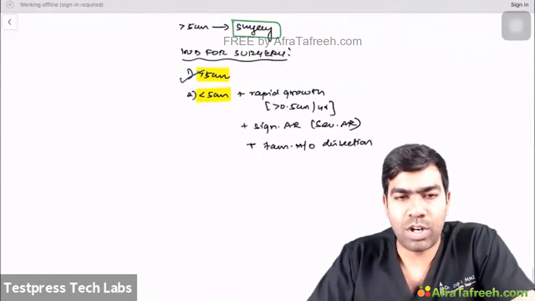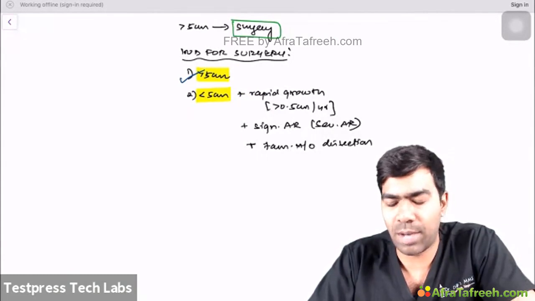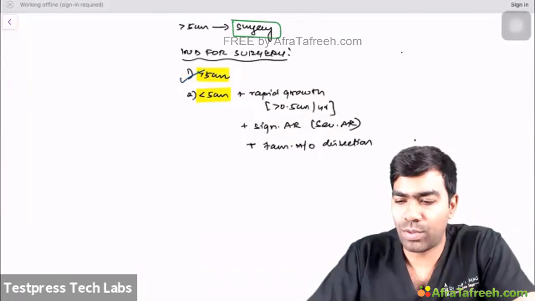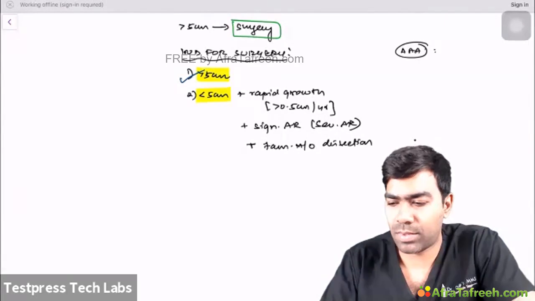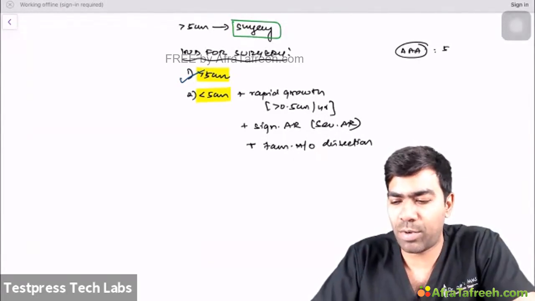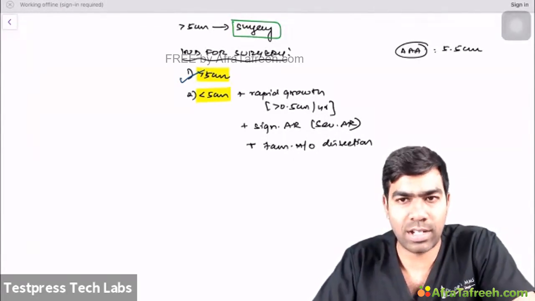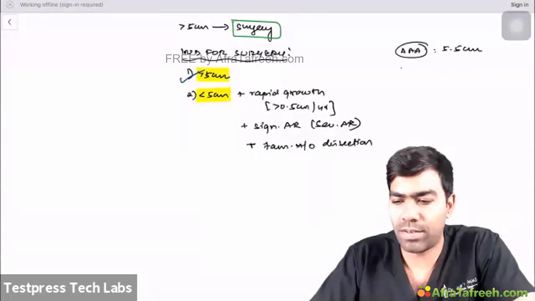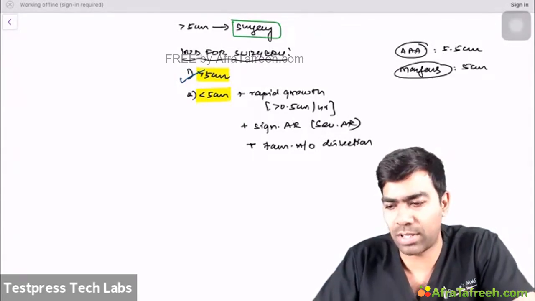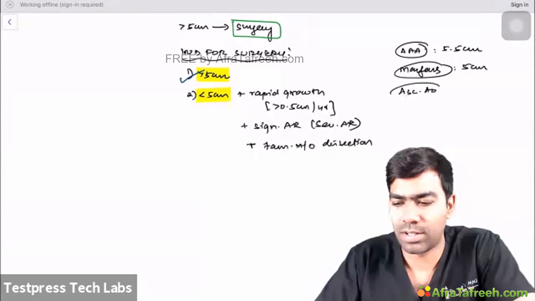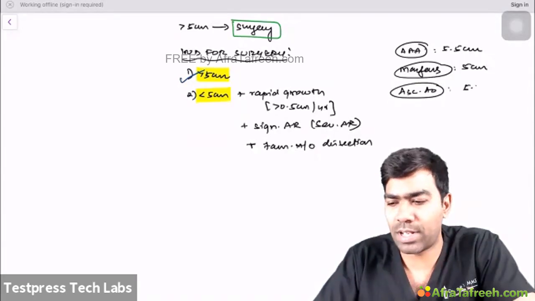Suppose you want to know the indication for surgery for ascending aortic dilatations, I mean, what the indications for surgery are for different conditions. Already I told you for abdominal aortic aneurysms, AAA, it is 5.5 centimeter. That's the cutoff for doing surgery. Then we have Marfan syndrome, where the usual cutoff will be 5 centimeter. That's the number that you have to know. As far as I know, then for ascending aorta, the cutoff will be 5.5 centimeter again.